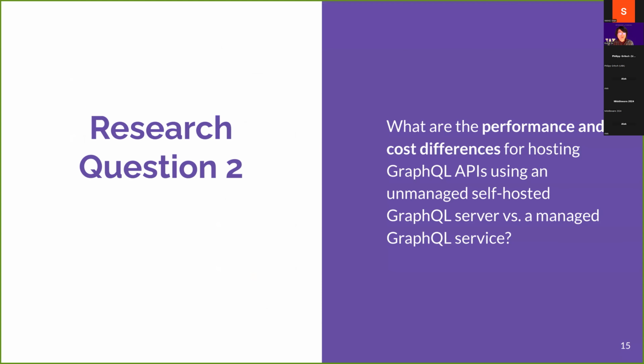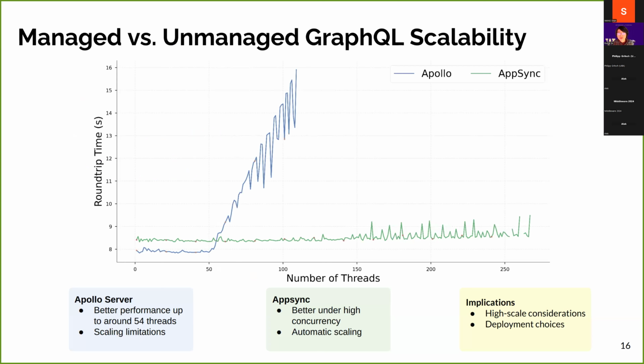For research question 2, we were trying to see the performance and cost differences for hosting GraphQL APIs with a managed and an unmanaged GraphQL server. This graph above is the round trip time for managed AppSync and unmanaged Apollo server when we push to a very high concurrency level. The client we used for this experiment is Lambda functions, since no typical VM can support this level of concurrency without performance degradation from the client side.